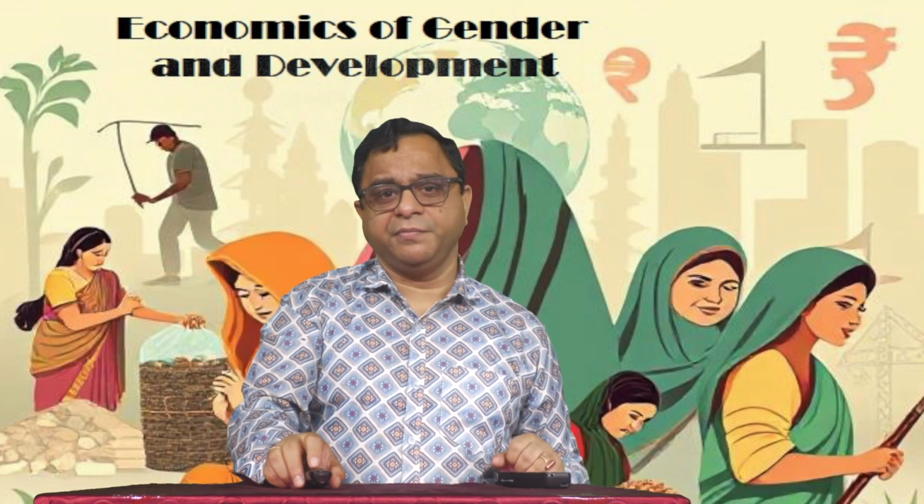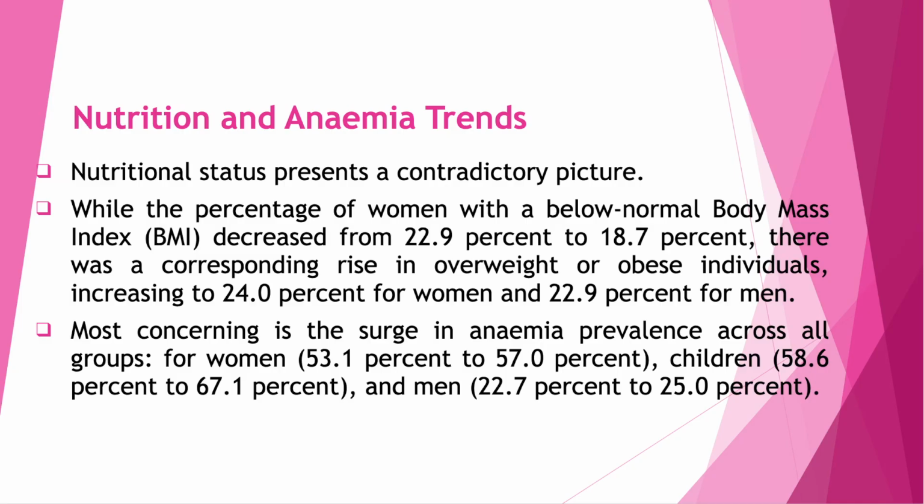And with regard to nutrition and anemia, we see that while the percentage of women with a below normal body mass index decreased from 29.2% to 18.7%, there was a corresponding rise in overweight or obesity, increasing to 24% for women and 22.9% for men. And most concerning is the rise in anemia prevalence across all groups. For women, 53.1% to 57%, for children, 58.6% to 67.1%, and also for men, 22.7% to 25%.